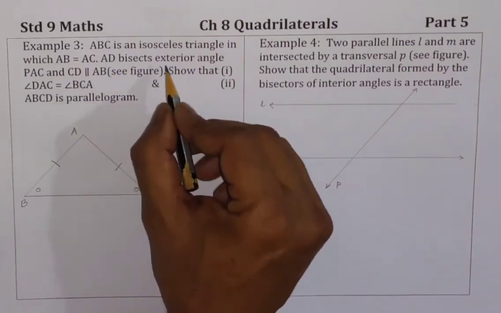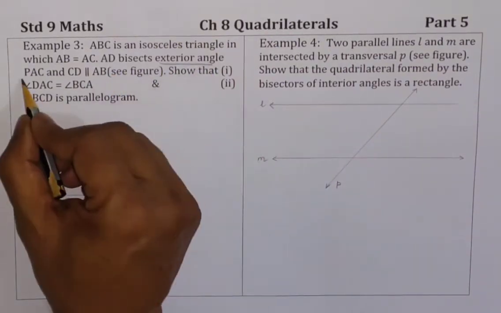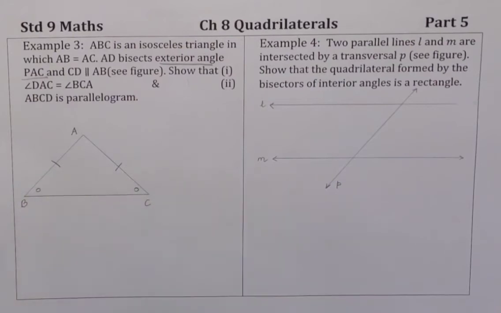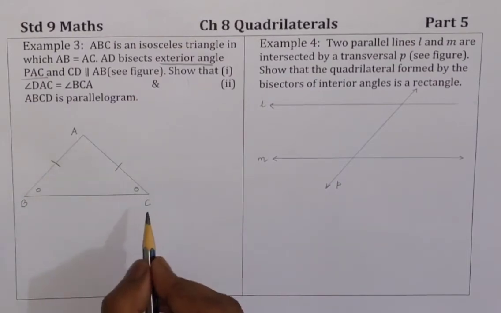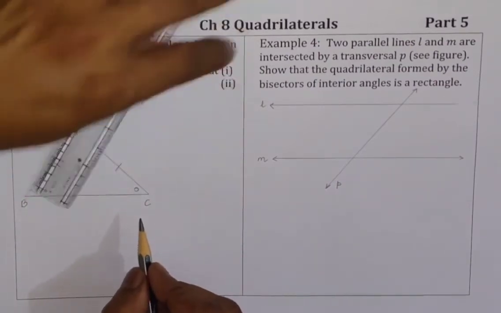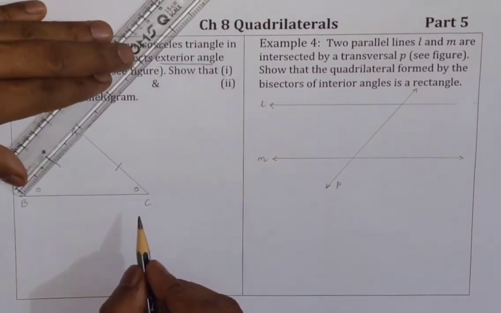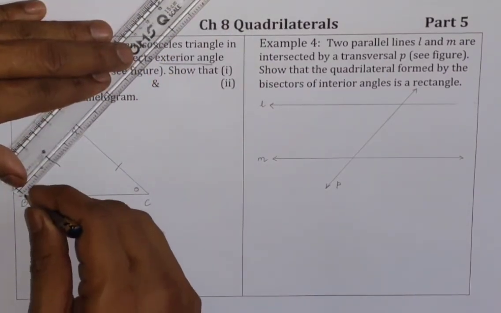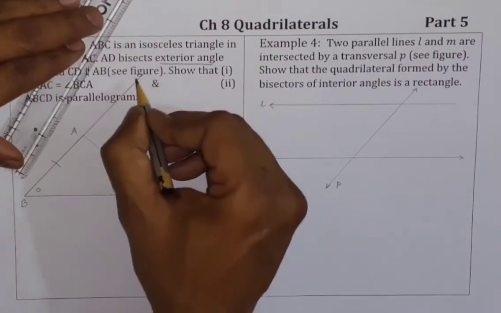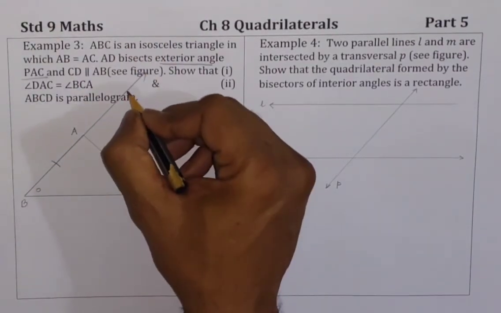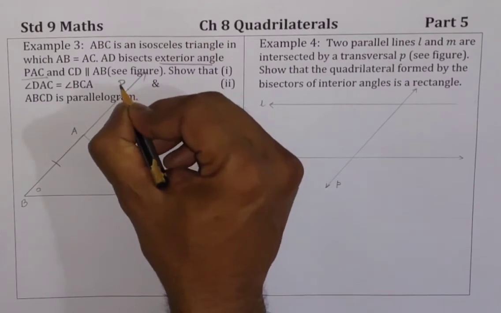AD bisects exterior angle PAC. Children, P is not there anywhere, only A and C are, and for the exterior angle, you will have to produce BA further. BA has to be produced further. Alright, and somewhere we will take point P.